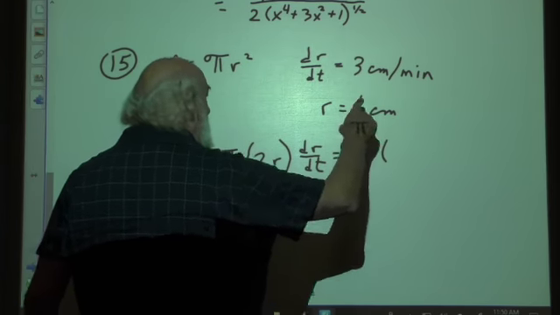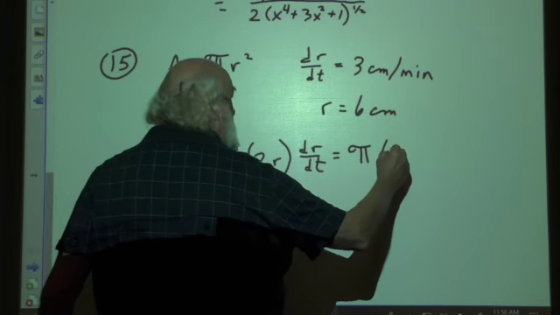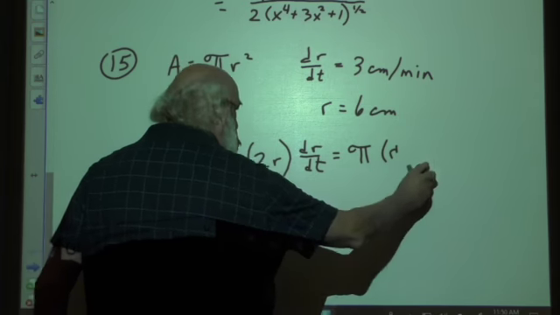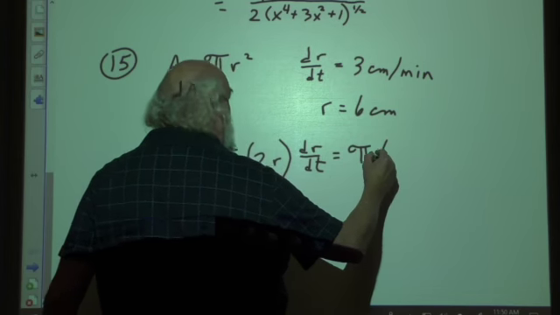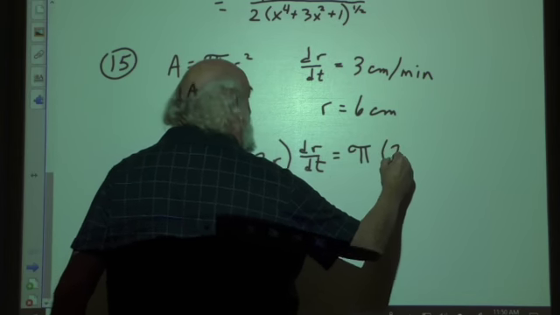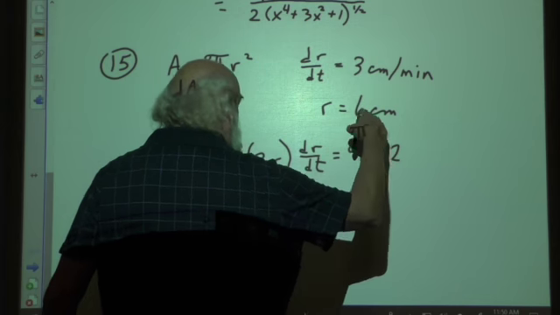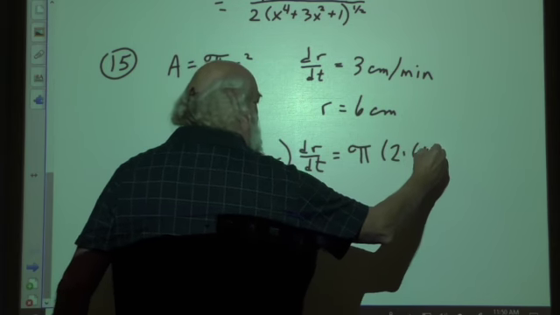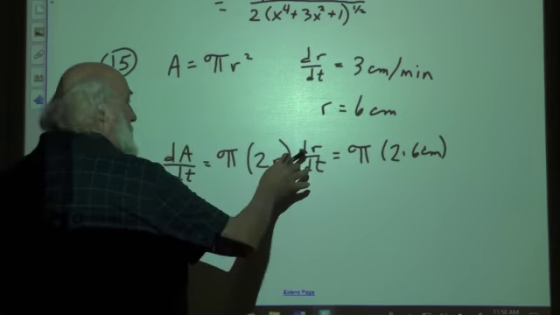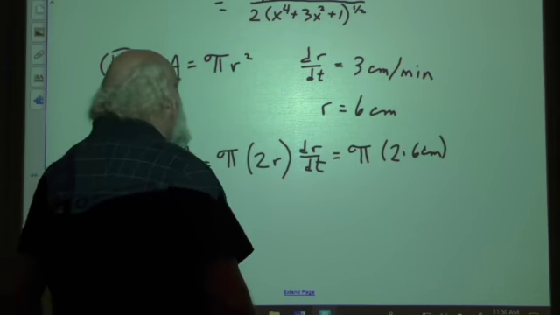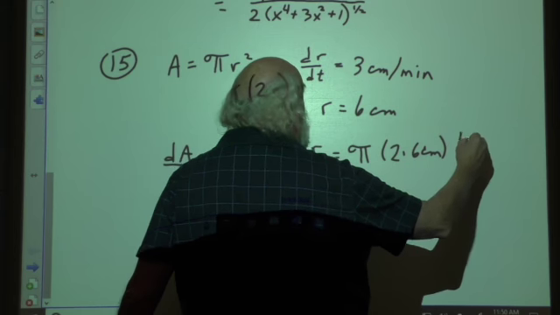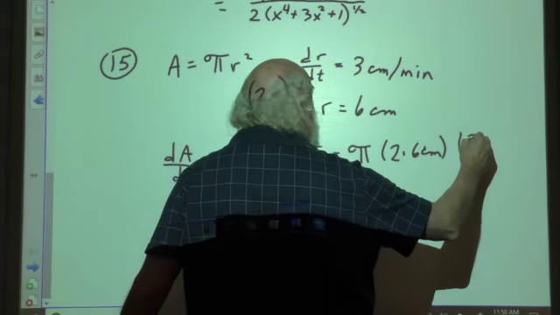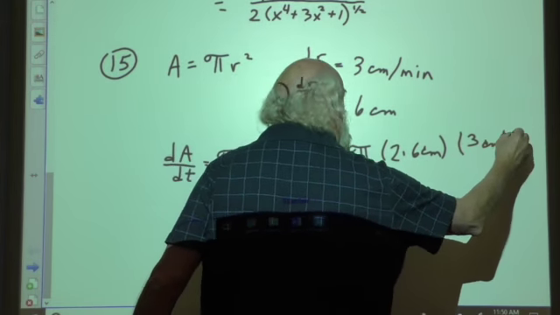Pi times, this becomes 6. Well, let's just put 2 times 3 in there. So you understand where all that comes from. 2 times 6, 6 is the radius, my bad, times dr/dt, which is going to be 3 centimeters per second.